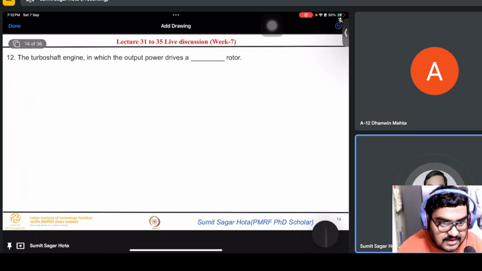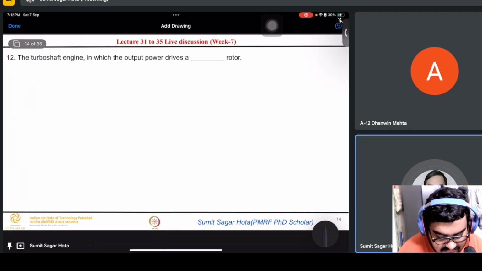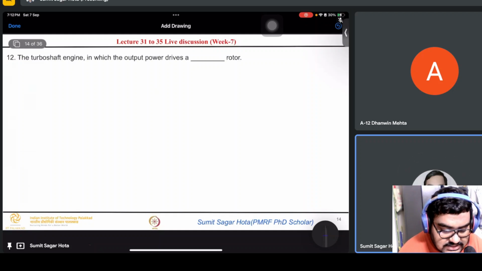So, the turboshaft engine, in which the output power drives a rotor. First of all, what is an example of a turboshaft engine? The best example will be a helicopter. A helicopter is the best example of a turboshaft.